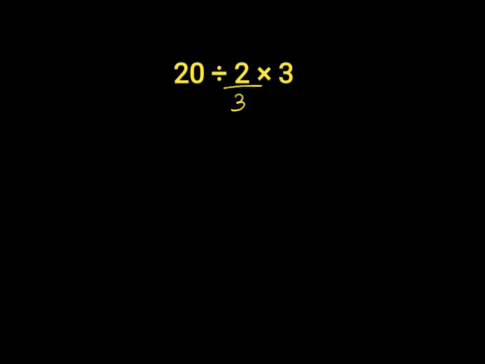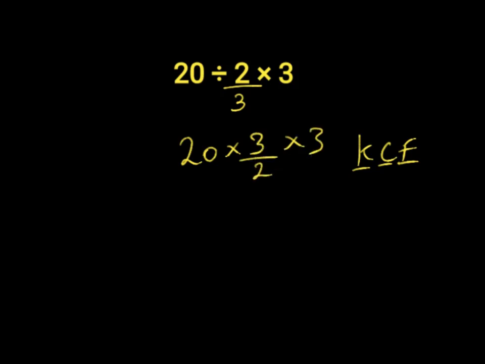First of all, we have to solve our division, which is 20 divided by 2 over 3, using the rule of KCF. K stands for keep, C stands for change, and F stands for flip. We are going to keep 20, change division to multiplication, then flip 2 over 3 to 3 over 2 times 3. 2 into here 1, 2 into here 10.